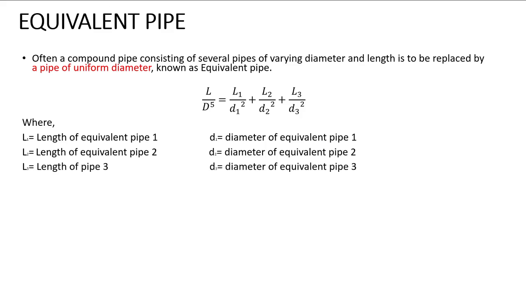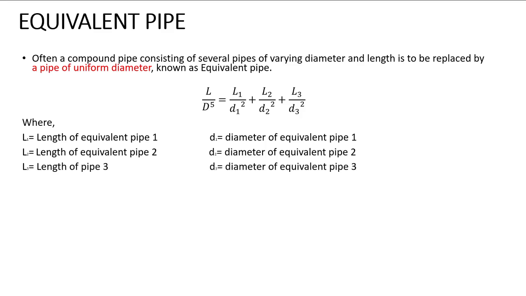Further, we will see what an equivalent pipe is. A compound pipe consisting of several pipes of varying diameters and lengths is to be replaced by a pipe of uniform diameter, known as the equivalent pipe. When a number of pipes of varying diameter and length has to be replaced by a single pipe with a uniform diameter, it is called an equivalent pipe.